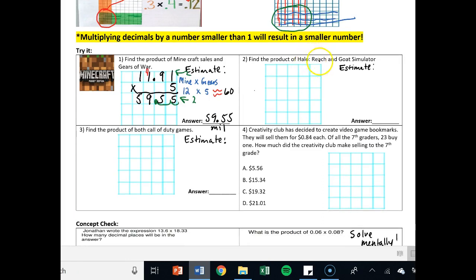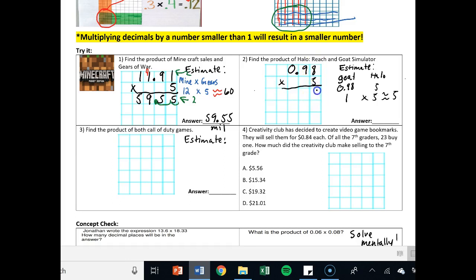Number 2 says find the product of Halo Reach and Goat Simulator. So even though Goat Simulator is a much smaller number, I like putting it on the top. But let's first estimate. Goat Simulator was 0.98, so that's about 1. And then Halo Reach is 5, so 1 times 5, so I should get about 5. A squiggly equal sign means about, okay? So we'll do the longer number on top, 0.98 times 5 on bottom, and we'll go to work.